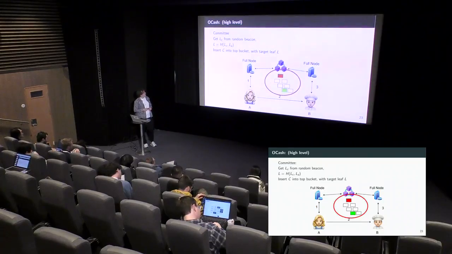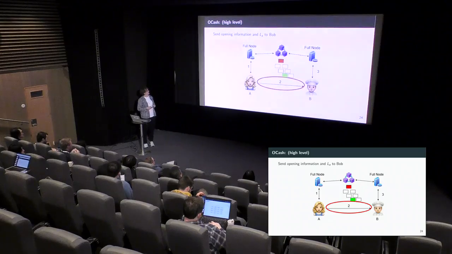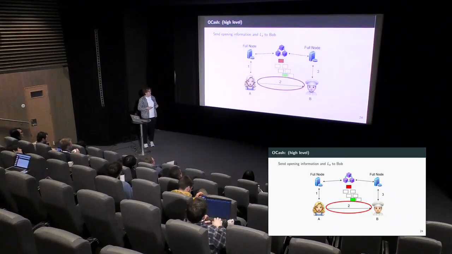Then the committee will sample another random value from a random beacon on the chain. It'll use this to pick a leaf. And then it inserts C into the top of this ORAM structure with the target leaf as the thing it should go down towards. And then Alice will send this commitment with this opening information to Bob, and also send one of the inputs of the leaf to Bob.